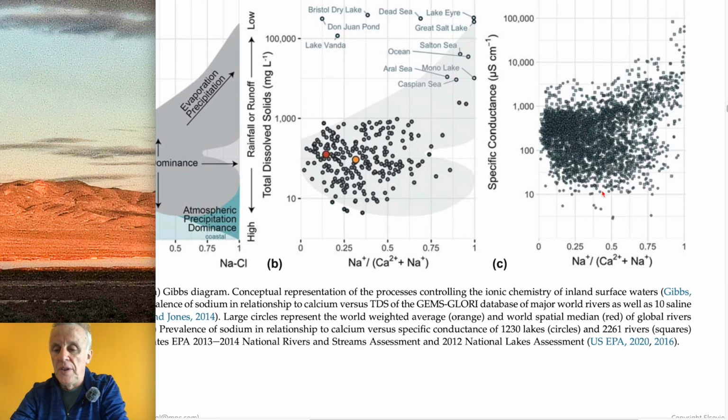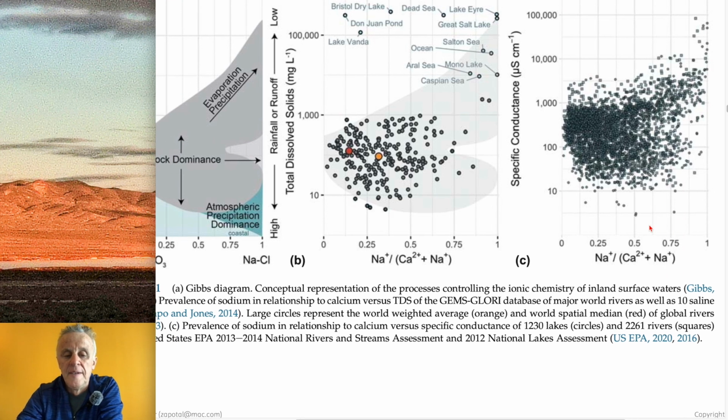And so what we see here, this is specific conductance on the y-axis, and the sodium to calcium ratio, the same ratio that we're dealing with here. They didn't overlay the boomerang there, but we can kind of guess it. So a lot of the lakes' salinity is once again driven by rock rather than other processes such as evaporation, transpiration, atmospheric precipitation dominance, and the like, which would be in the lower part of the diagram if that was the case.